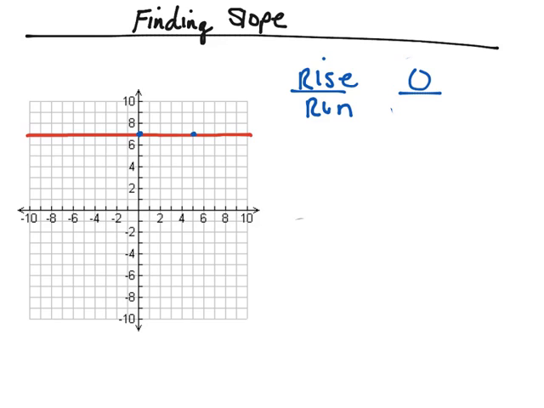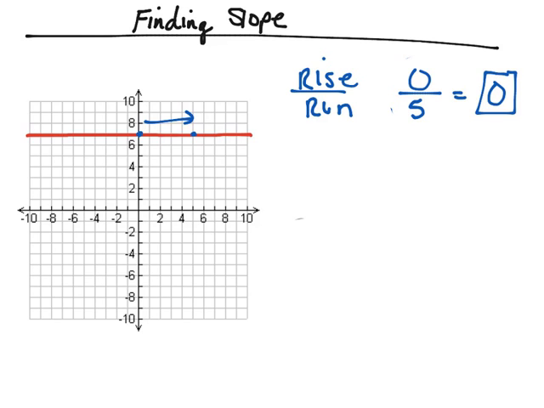But I am having to run. I'm having to move over 1, 2, 3, 4, 5 units. So I've got 0 over 5. Well, remember guys, this is a fraction. So when you reduce it, 0 divided by 5 is simply 0. So the slope of this line is 0.